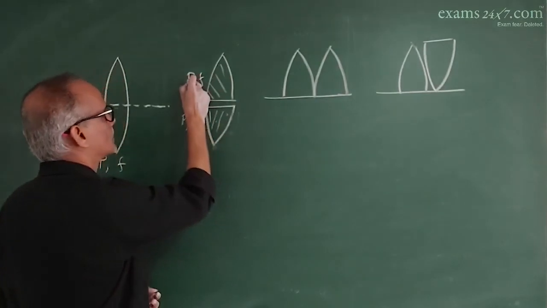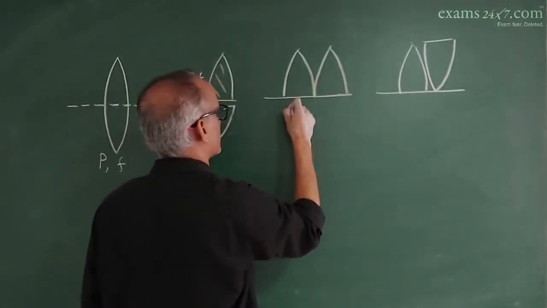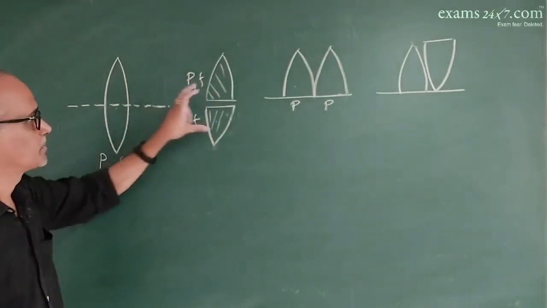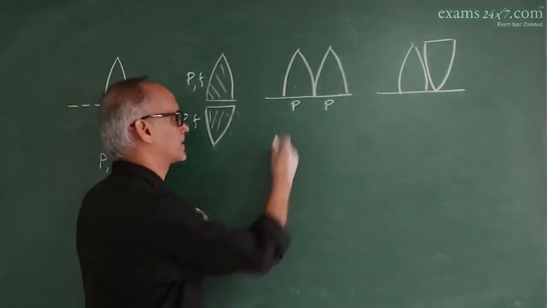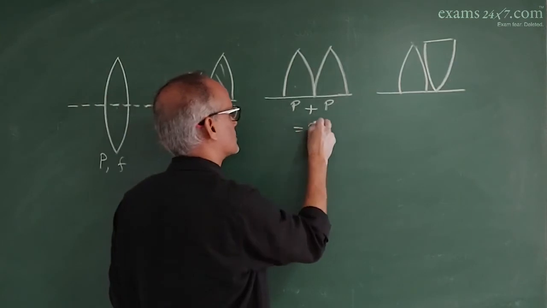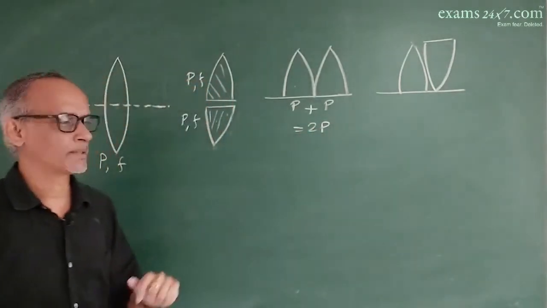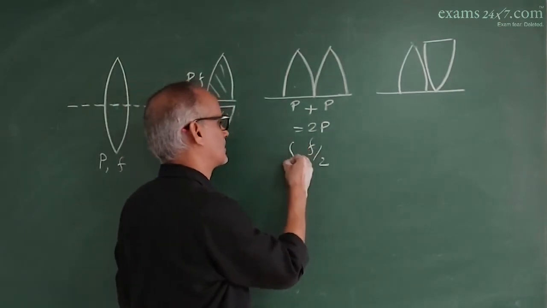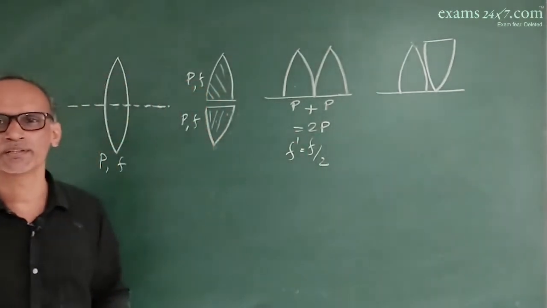So now these two parts are placed in contact. So this is P and this is P. The same two parts are placed in contact. So what is the effective power? The effective power here is P plus P, which is 2P. So when the power is doubled, what happens to the focal length? The focal length is half. So therefore the new focal length is half of the initial focal length.